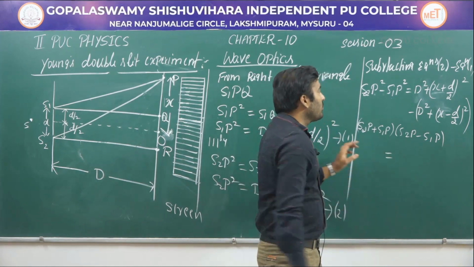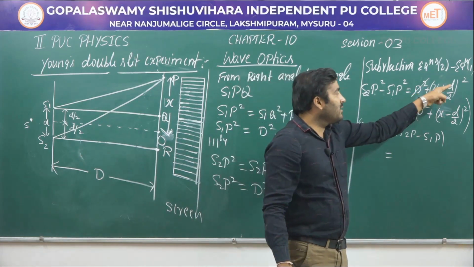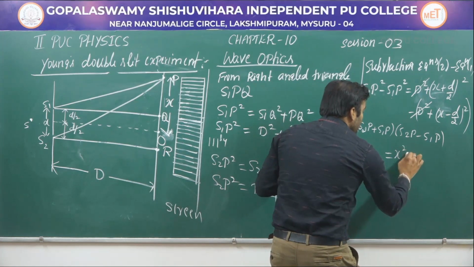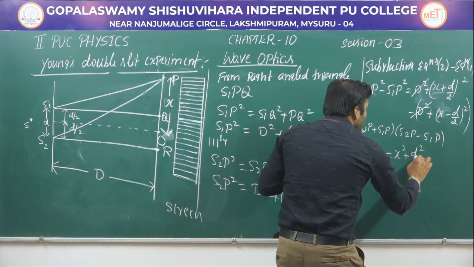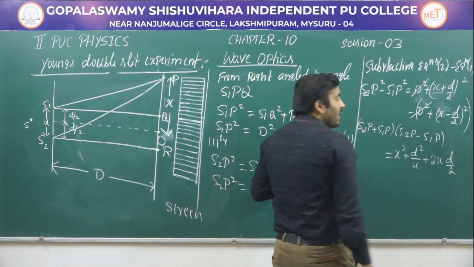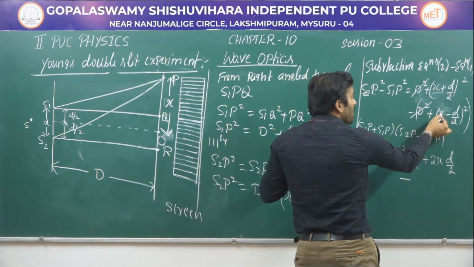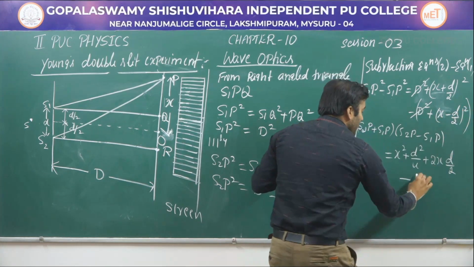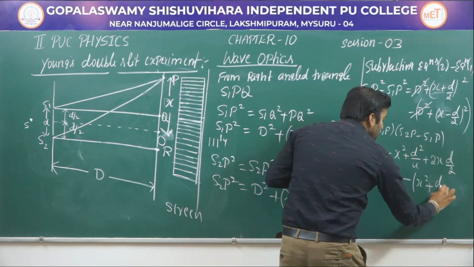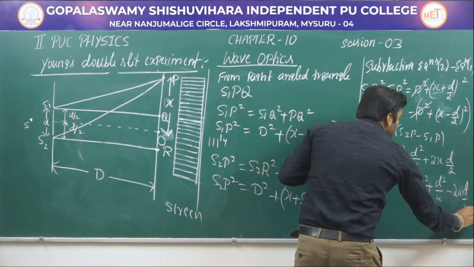And this will be equal to, so here d square can be cancelled with d square, and let us expand this x plus d by 2 the whole square. So x plus d by 2 the whole square expansion will give us x square plus d square by 4 plus 2 into x into d by 2. Correct? And here we have minus, let us write this minus, x minus d by 2 the whole square. So if I expand this one, what you will get is x square plus d square by 4 minus 2x into d by 2.